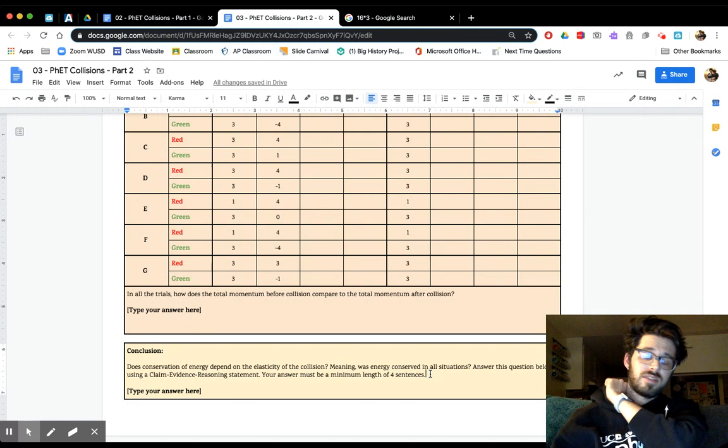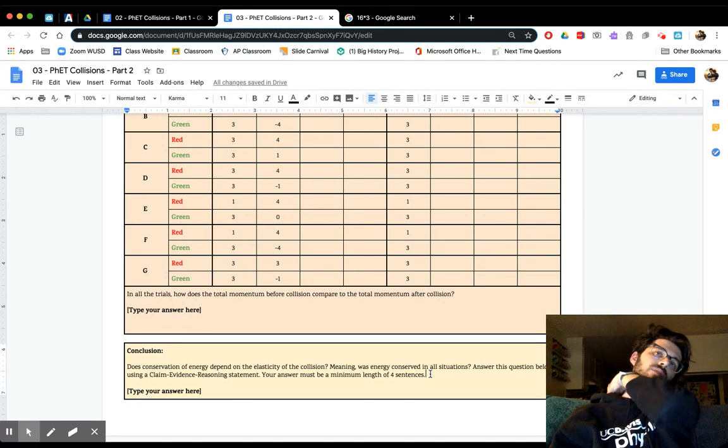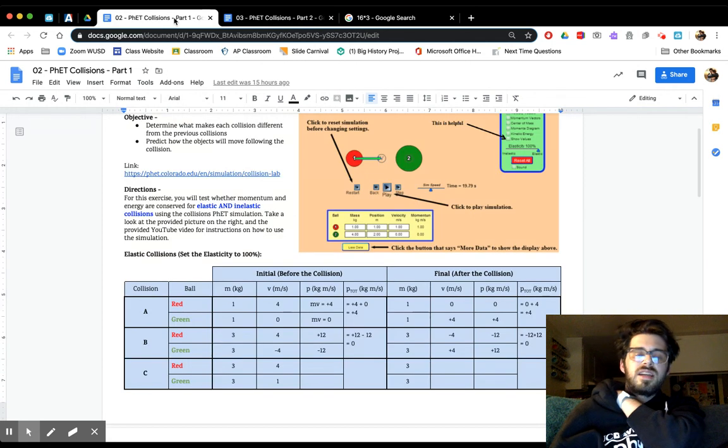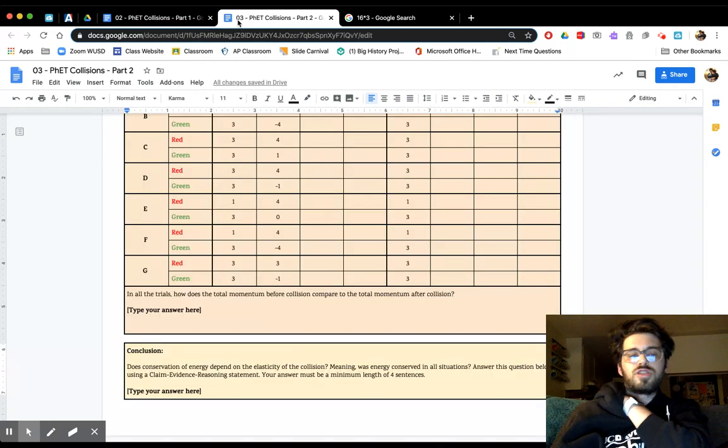Let me know if you have any questions, and be sure to show up to office hours if you're having a hard time collecting data for this. Again, you should be able to just look at your previous activity and grab data from it. You should not have to open up the simulation again.